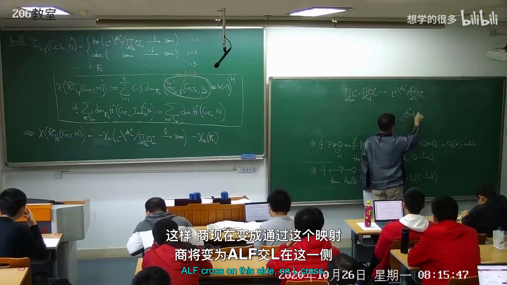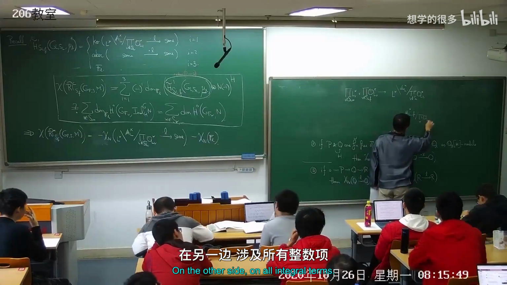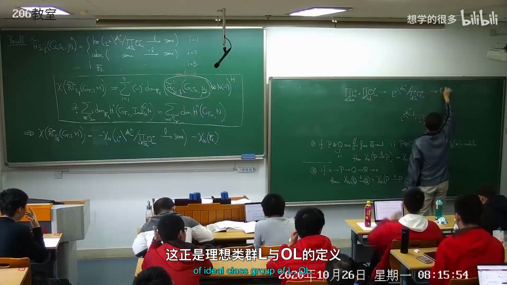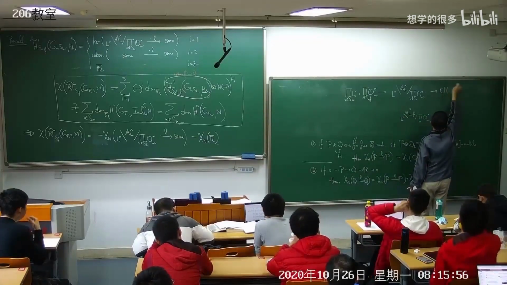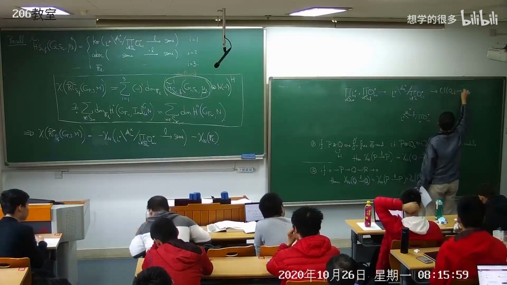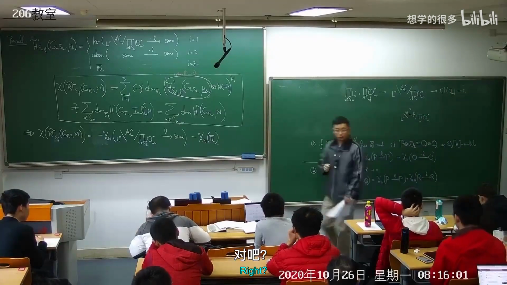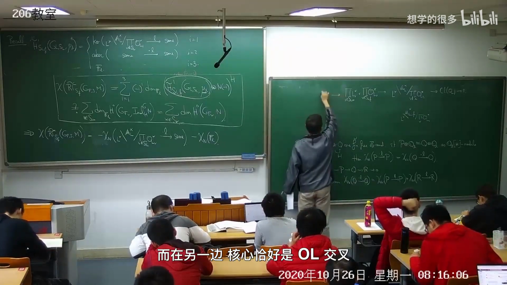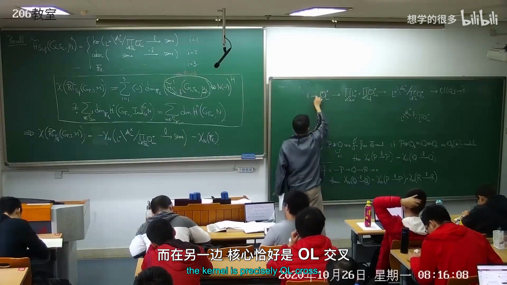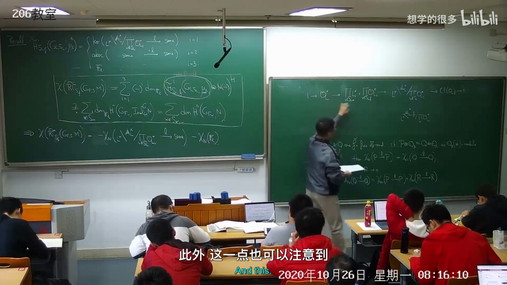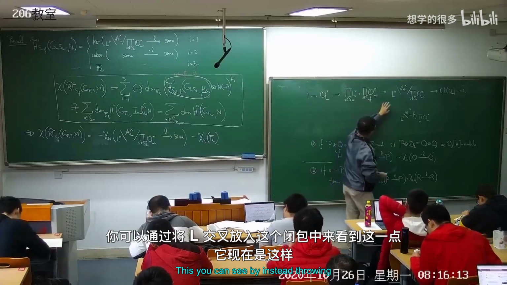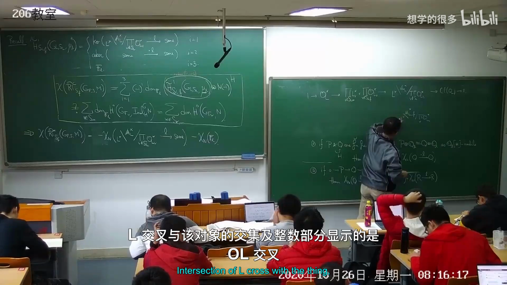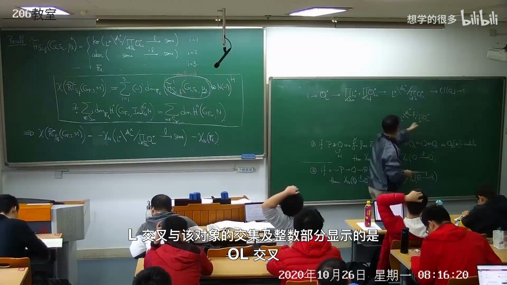On this side, mod L cross. On the other side, mod all integral local terms. And that's precisely the definition of the ideal class group of L, OL. Right? Whereas on the other side, the kernel is precisely OL cross. You can see this by instead throwing L cross into this quotient somehow. The intersection of L cross with the integral part is precisely OL cross.